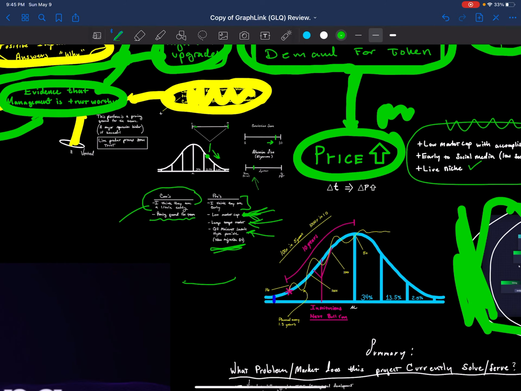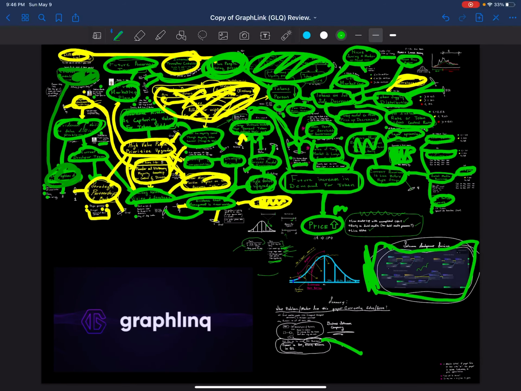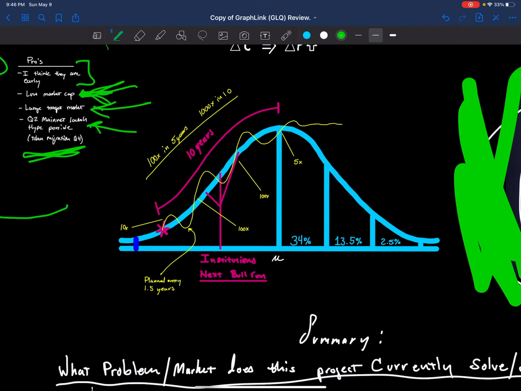Now, I am concerned about where we are in the bull market. I think the bull market has been going on for a while, so that's a risk factor to consider. But I am going to double my position.